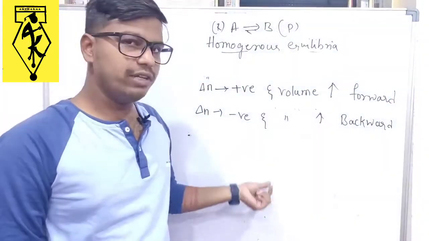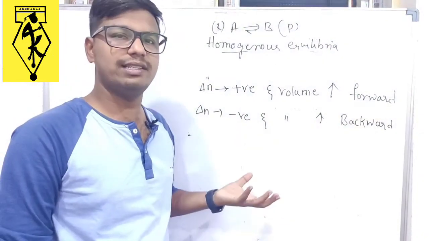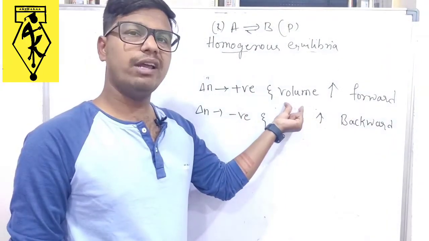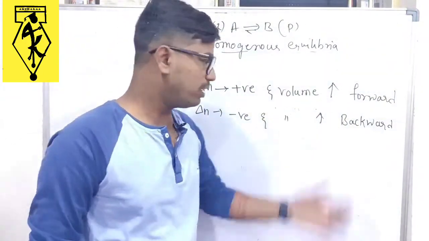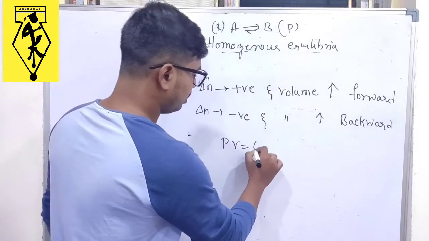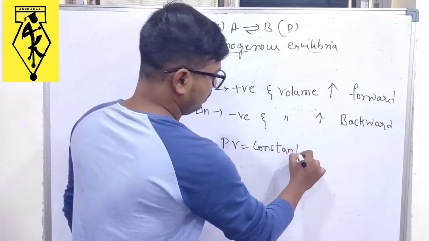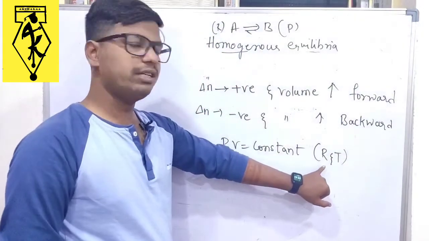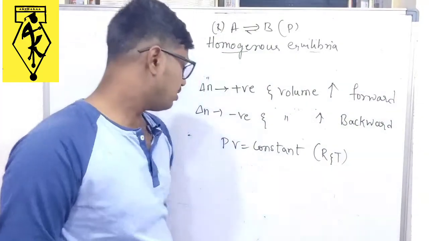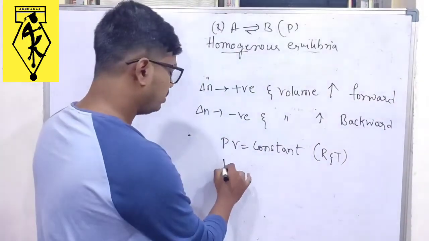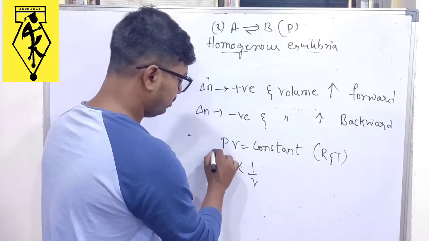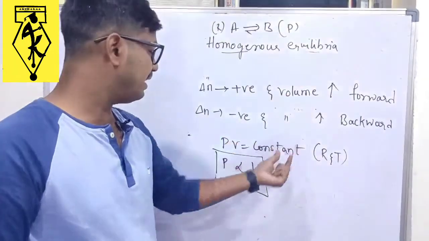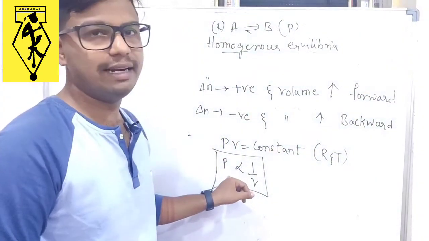So if delta N is negative, in that case the reactant number of moles are increased here. So in that case reaction is going towards the backward and the volume we are keeping on increasing. So what does that volume depend on? So we know that PV is equal to constant, right? Why? Because R and T are constant. That is the universal gas constant and the temperature we kept constant. Then PV will be constant. That means pressure is inversely proportional to volume here, right? So what happens if the volume is increasing here? Volume we are increasing. So volume increases, pressure automatically decreases.